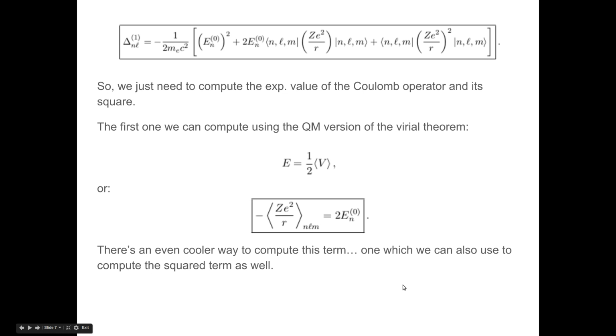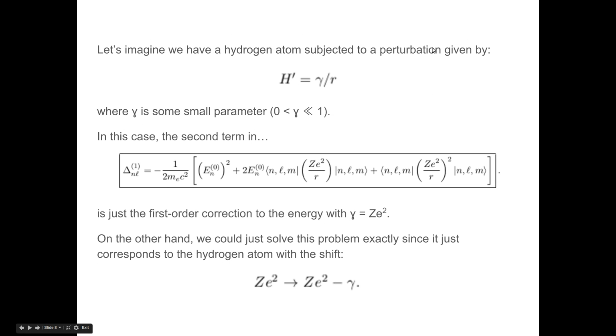Okay, so that's one way of computing the linear term. But there's an even cooler way to compute this term, and it will allow us to compute this guy, which is a little bit tougher. The way it goes is like this. Let's imagine that we have a hydrogen atom, an unperturbed hydrogen atom, and then all of a sudden we turn on this perturbation, and this perturbation goes like 1 over r and some constant gamma. And this gamma is some very small number, between 0 and 1. So it's small, so we can safely apply perturbation theory.